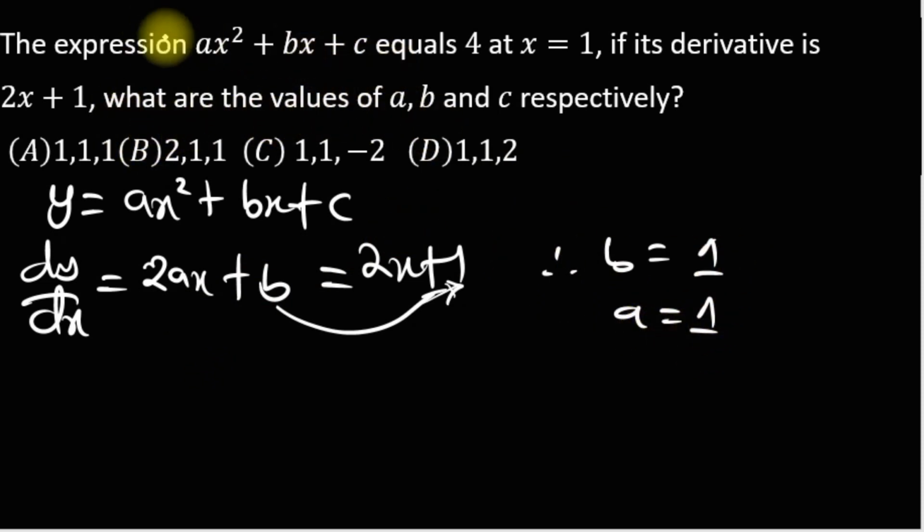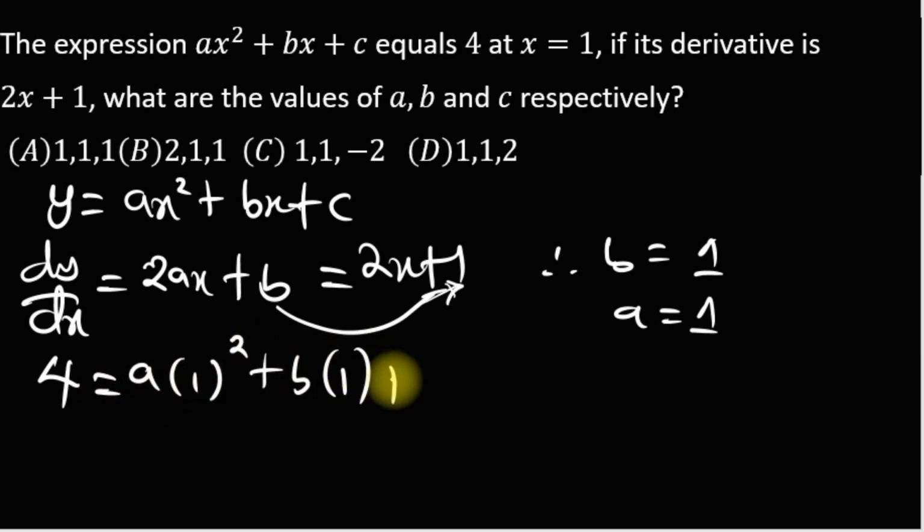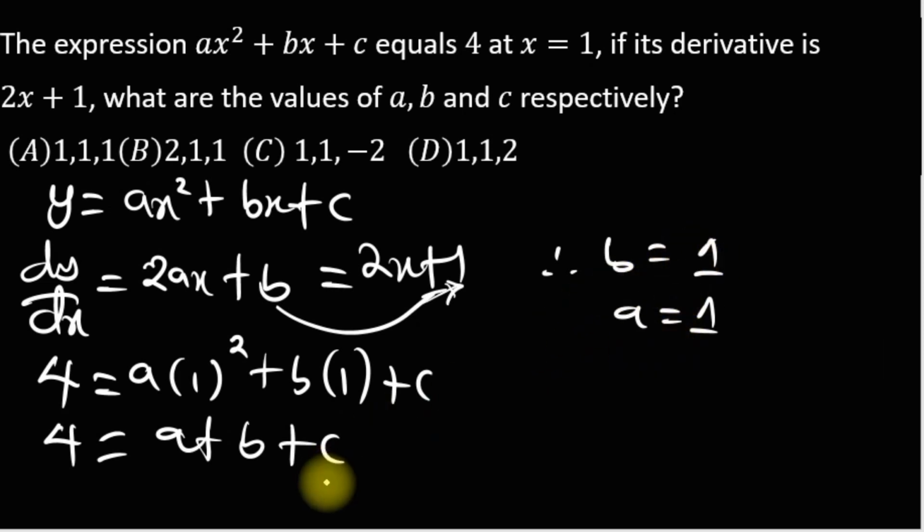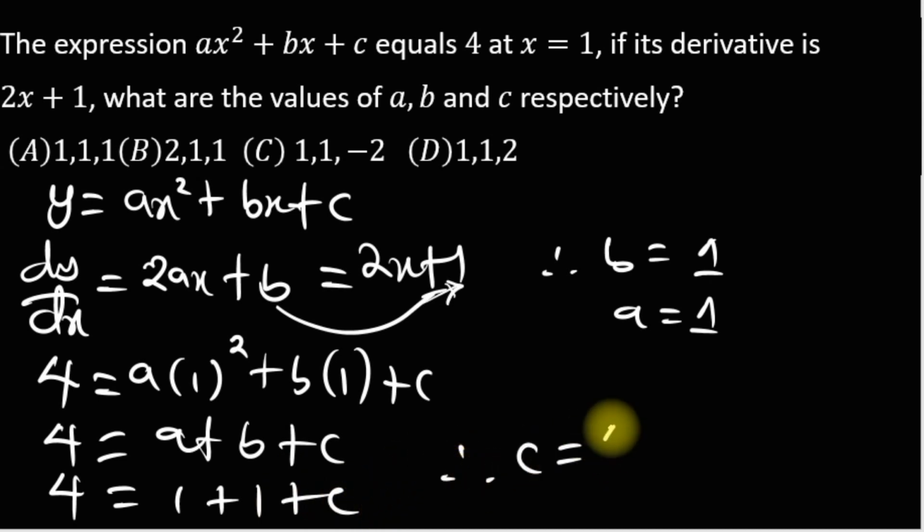Finally, to find c, they say the expression equals 4 at x equals 1. So y equals 4 when x is 1. If you substitute x equals 1, our expression y equals 4. So 4 equals a plus b plus c. Remember, we found a and b. So we have 1 plus 1 plus c. Therefore, c is 4 minus 2. The answer is 2. So our answer is 112. The answer is D.